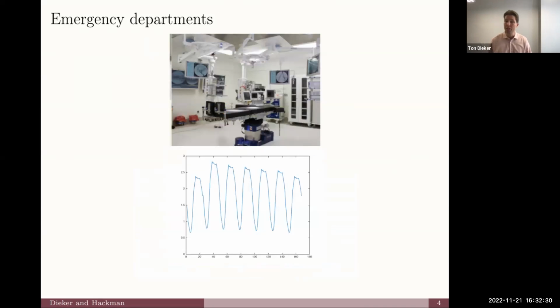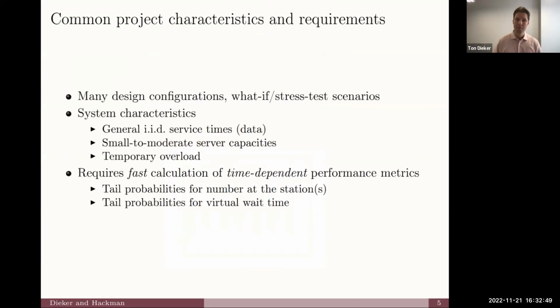In hospitals, the arrival rate to the emergency department actually varies quite a bit over the course of a week. Here there are 7 peaks, as you can see in this picture, corresponding to the 7 days of the week. Monday is the busiest, and it's much less busy at night. So what do these projects have in common?